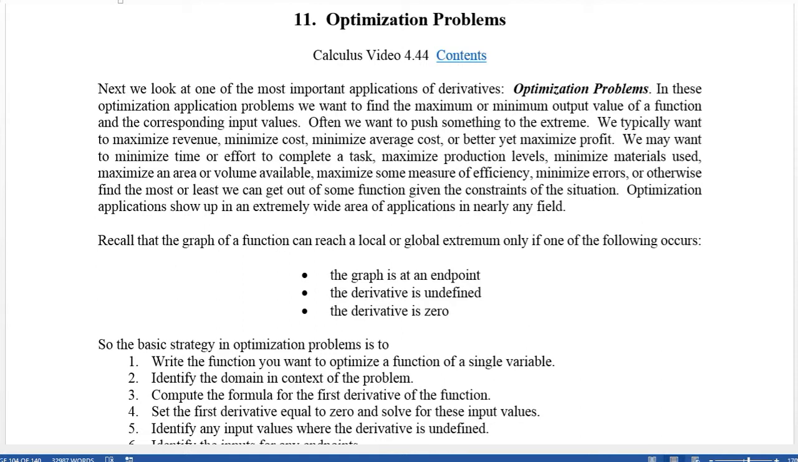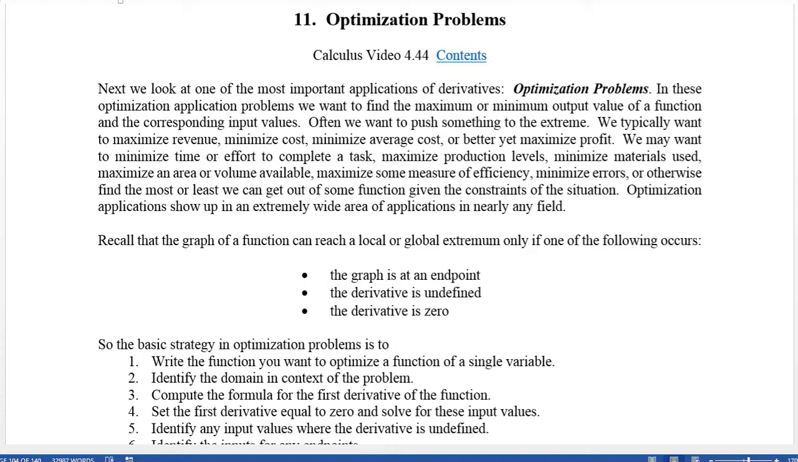In this video, we're going to be talking about optimization problems. So we're going to be using derivatives, calculus, to help us solve some optimization problems. And arguably, this is perhaps the most important application of derivatives, or at least one of the most often used applications of derivatives, is this general class of optimization problems.